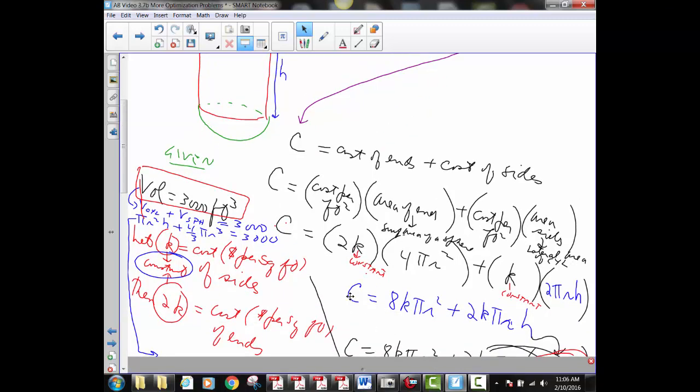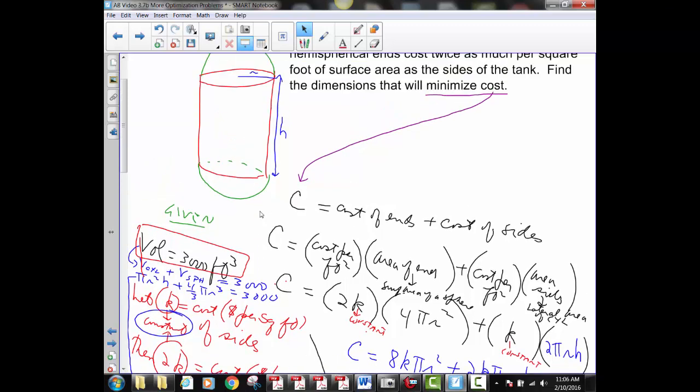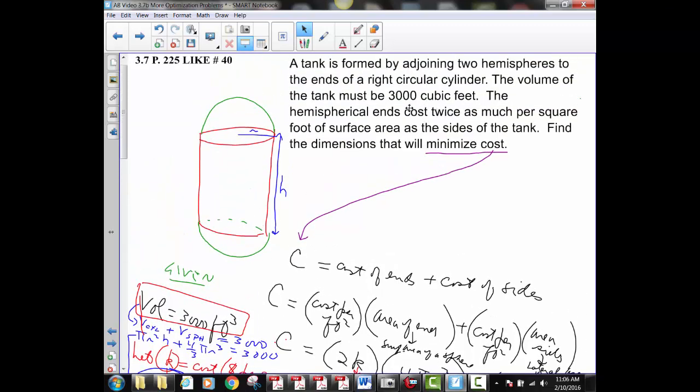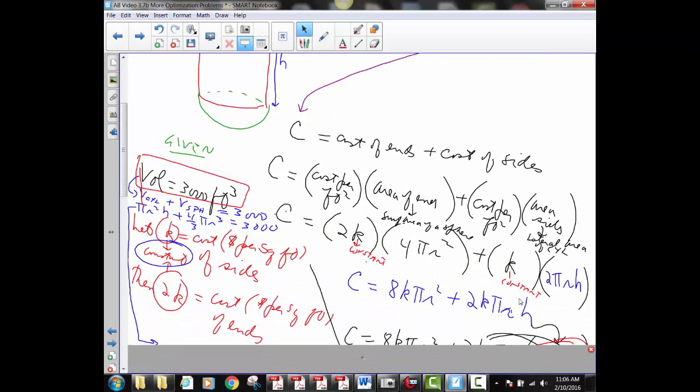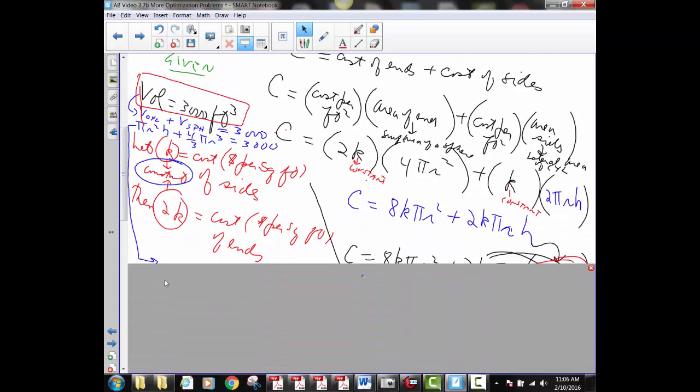Unfortunately, too many variables: C, r, and h. So we need to isolate one of those. Now keep in mind K is a constant. Well, the reason they told us that the tank has to have a volume of 3,000 cubic feet is because that'll give us a relationship between r and h, and I'll be able to replace that. So the volume of the whole thing is the volume of the cylinder plus the volume of the sphere. That has to equal 3,000. Volume of the cylinder, pi r squared h, plus volume of the sphere, 4/3 pi r cubed.